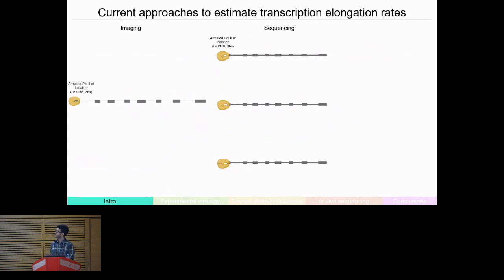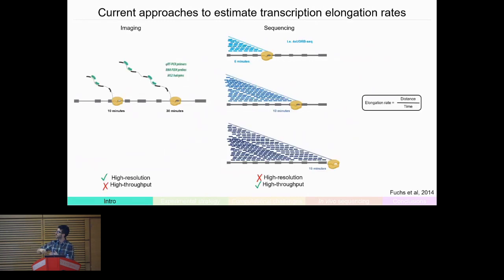Most of the current approaches to do this right now are either imaging or sequencing, and work something like this. You first clear out the elongating RNA pol2 from the gene body using a drug, for example, DRB, that arrests the polymerase initiation. And then you take out the drug, so pol2 can now elongate from the transcription start site, and then you can track the distance traveled by pol2 in a given amount of time, whatever you want. With imaging, you can do that, of course, in high resolution, but low throughput.